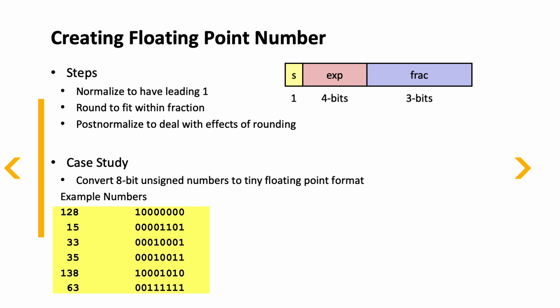And here are the example numbers. We just have the numbers that we'll be converting: 128, 15, 33, 35, 138, and 63. And over to the right are the binary representations. These are just the 8-bit binary representations of these decimal numbers. So that's where we'll start. And for each of these, we'll go through these steps step by step and see how this all works. We'll normalize them to have a leading 1. We'll round them to fit within a fraction. We'll post-normalize to deal with any effects of rounding.